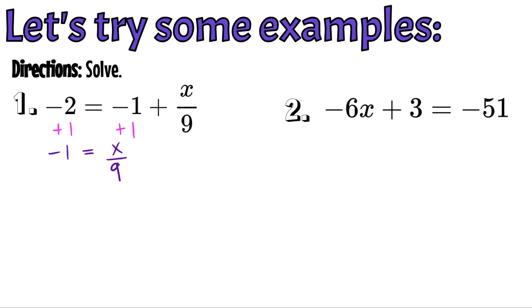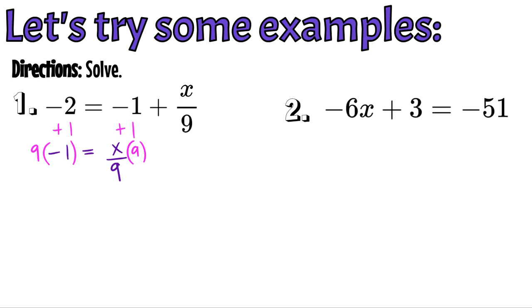So now that we have isolated the term that contains the variable, we want to use the inverse operation to isolate the variable itself. So I have x over 9. -1 equals x over 9, or x divided by 9. So we want to think about the inverse operation that will get rid of divide by 9, and that is to multiply by 9. So we want to multiply both sides by 9. So I'm going to put parentheses around my negative. And then we want to simplify both sides.